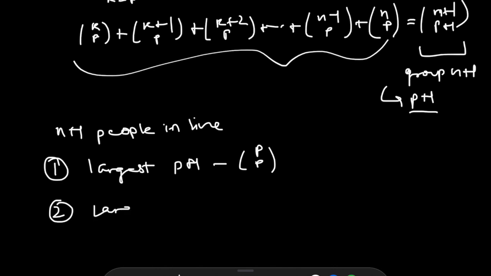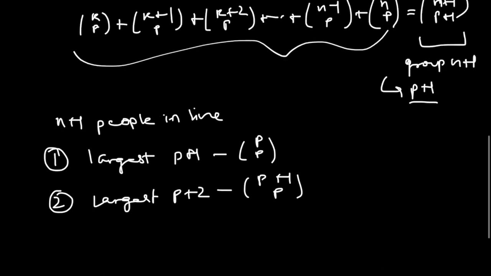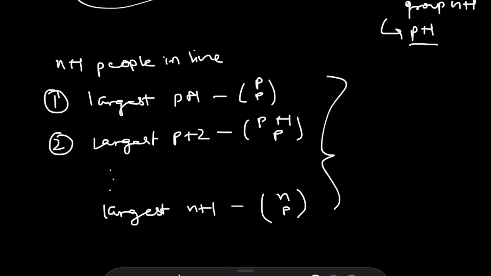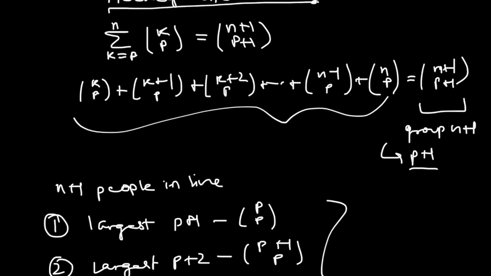Now let's say the next case, the largest numbered person is p plus 2. Then by a similar argument, we have p plus 1 choose p ways to form this committee. And we continue until the largest numbered person in the committee that we form is n plus 1. And if this is the case, then we have n choose p ways to form our desired committee. So essentially, if we sum over all these cases, we arrive back at our identity, and so therefore we've proven the hockey stick identity using a committee forming argument.